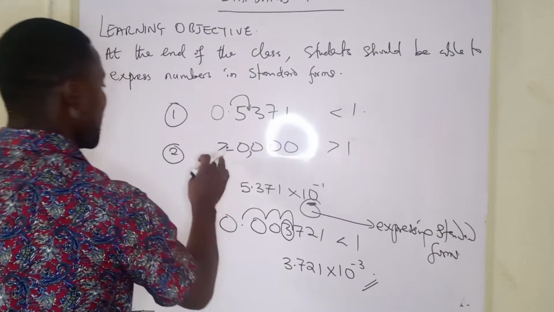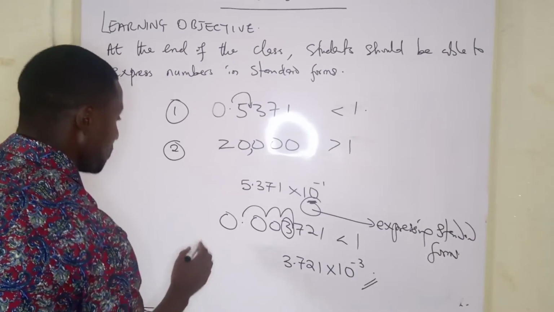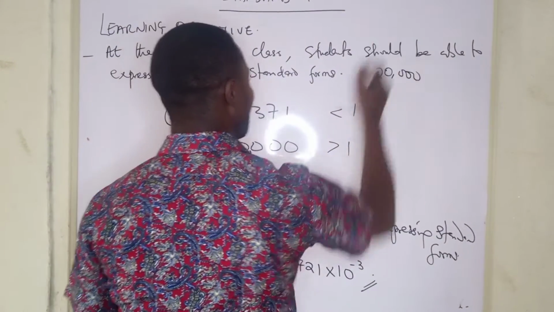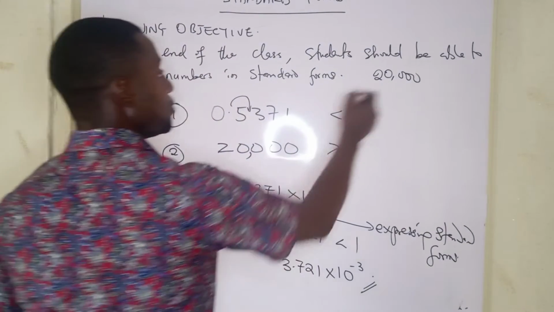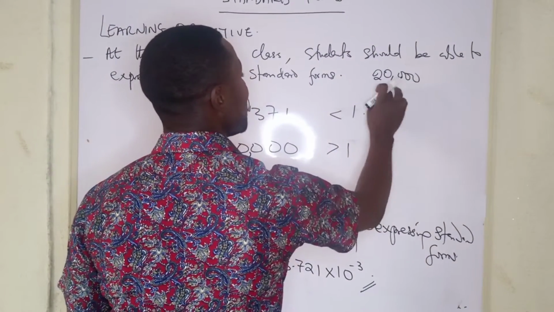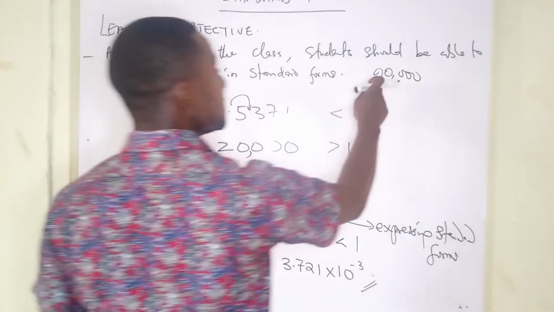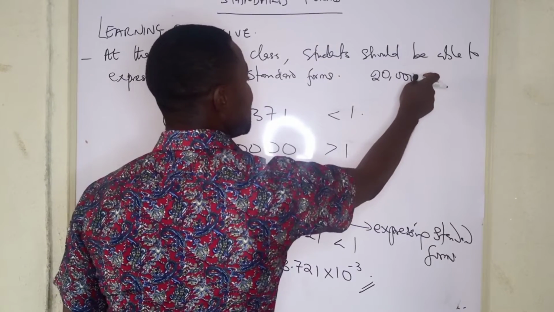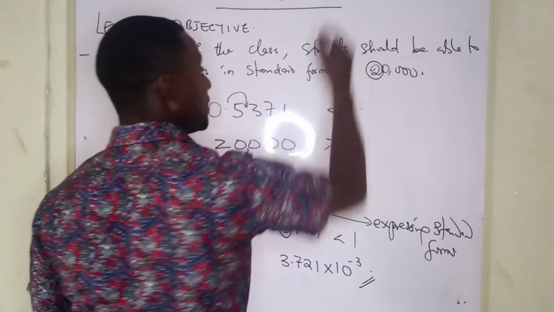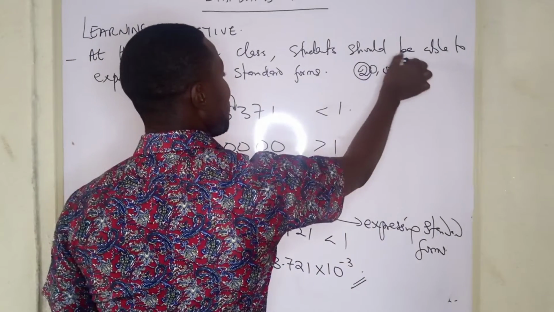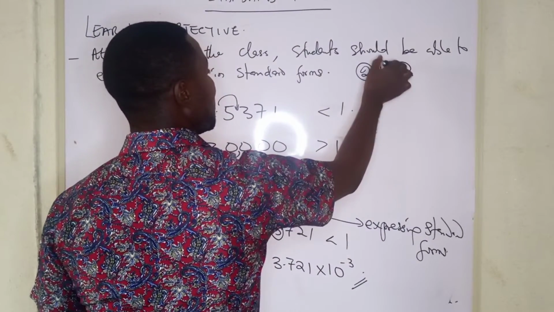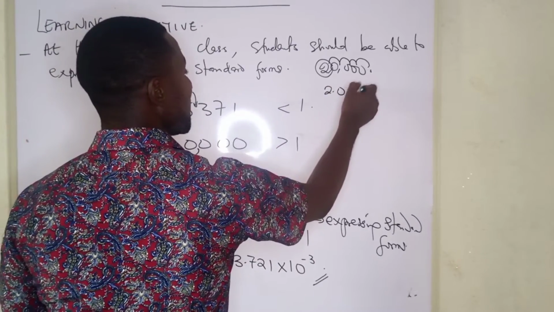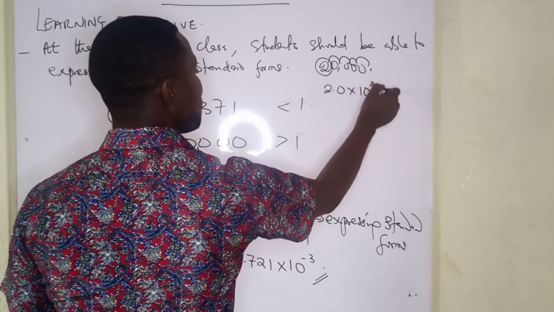Next, let's look at the second example I wrote here. In that example, we have 20,000. If you have to do the 20,000, you will look at it very well. There is no place where there is a point here. The point is hidden at the back here. So what you need to do is bring the point at the extreme end to where you have your unit value. So this point will move here, 1, 2, 3, 4. So it will be 2.0 times 10 raised to the power what? 4.